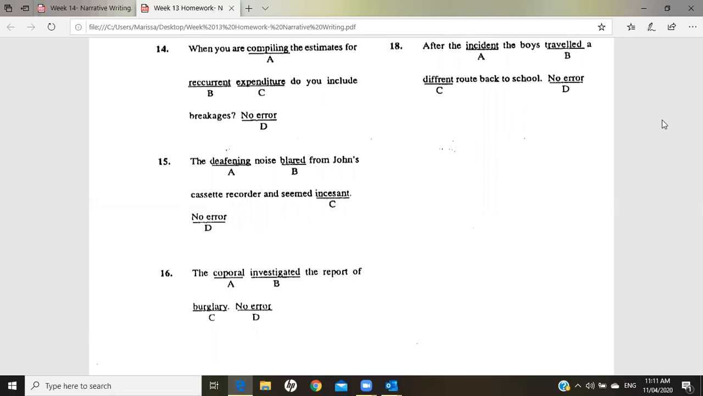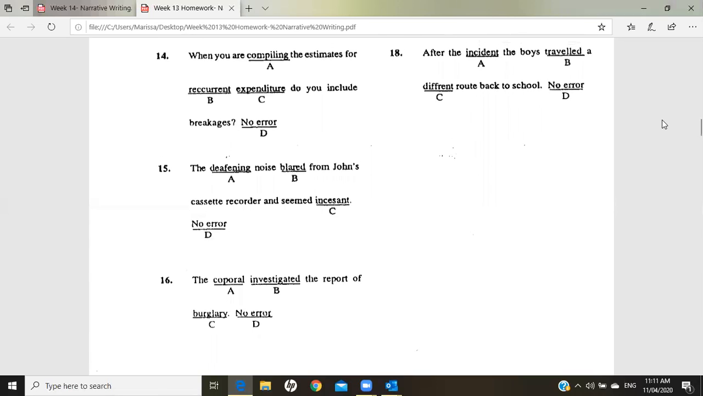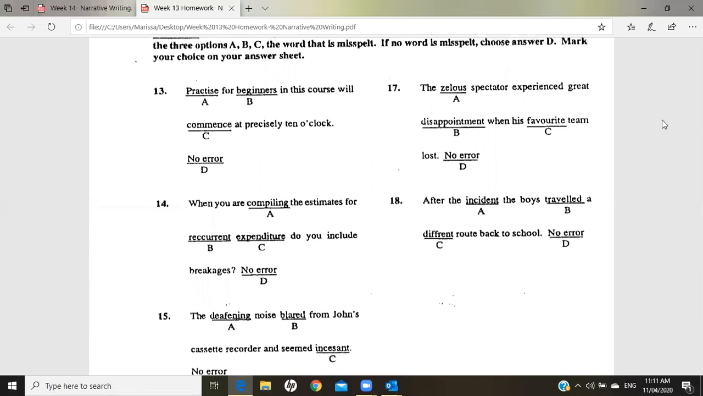Good, number 16. The corporal investigation investigated the report of the burglary. A. A, good. Corporal is missing an R before the P. Number 17. The zealous spectator experienced great disappointment when his favorite team lost. A. Yes, A, zealous. Zealous has an A before the L, and we did see this appear in the first section. And number 18.